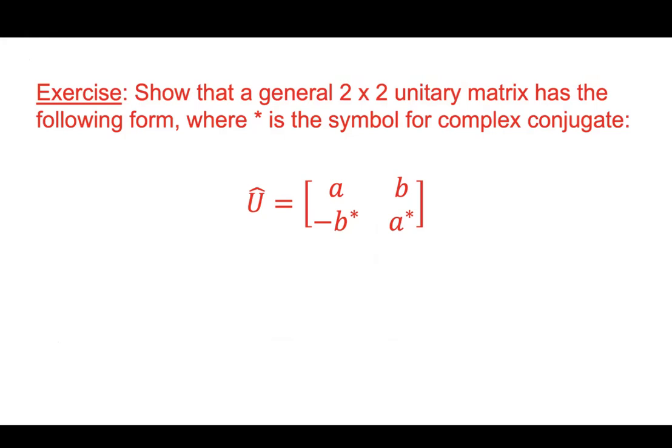Here's an exercise for you. Show that the general 2 by 2 unitary operator has this form: A, B in the first row, and minus the complex conjugate of B and the complex conjugate of A in the second row.